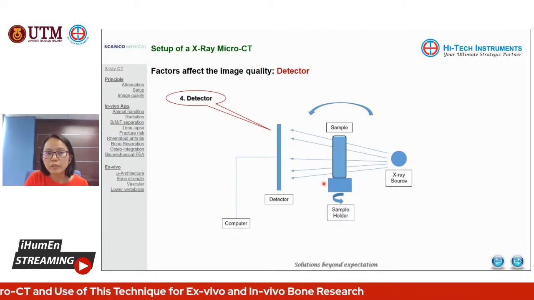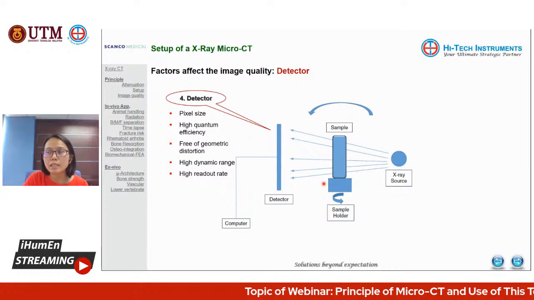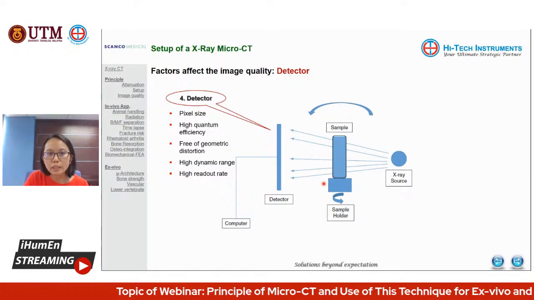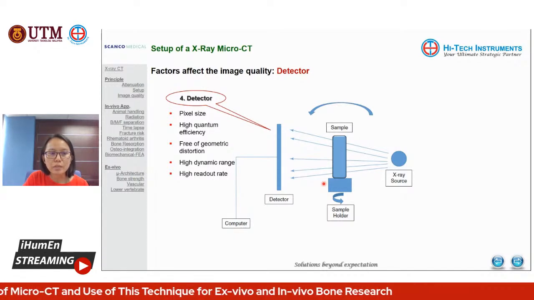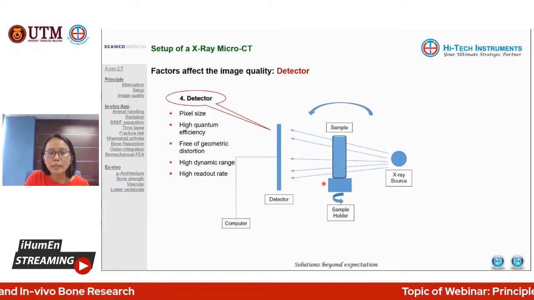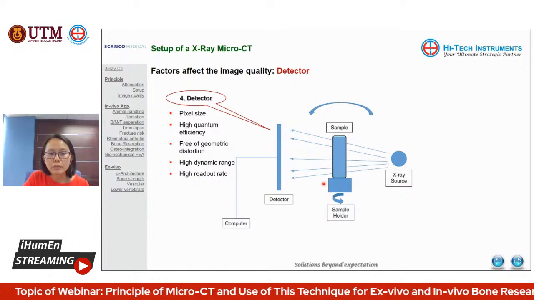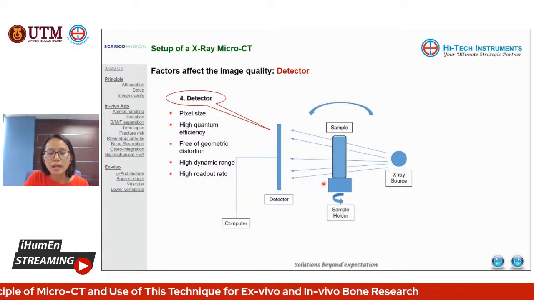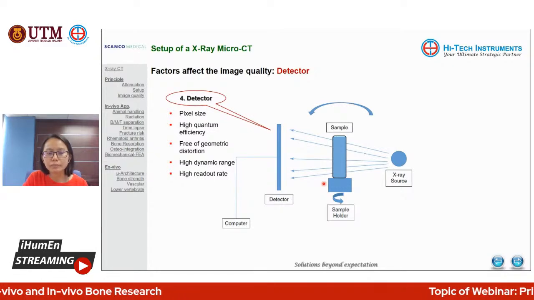Okay, so the fourth factor is the detector. For the detector, it includes a lot of criteria as well, as you can see here. The commonly known one would be the pixel size. The detector itself normally will say how many hundreds of megapixels. That's the common term that we always hear for a detector. Other than that, we also need to consider the quantum efficiency, the geometric distortion, the high dynamic range, and also the readout rate. All these factors need to be considered when you select a good detector.